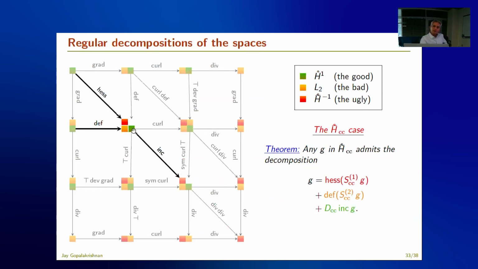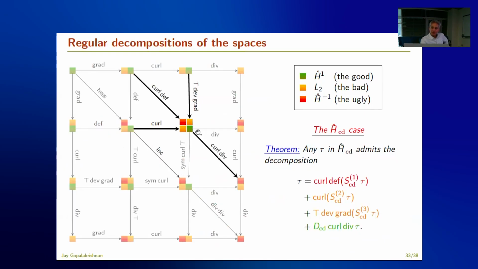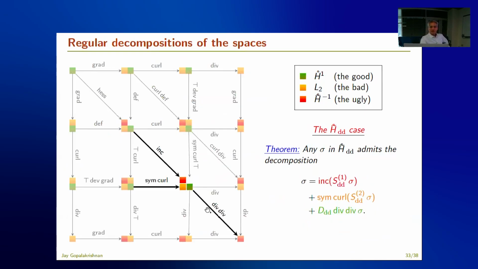That seems to be different from this because it seems to have 4 distinct components, 2 of them of the same smoothness gradation. You can decompose anything in the space in the form of a nice function and potentials coming from different areas of the diagram. And similarly, the H-div case is more similar to the HCC case. You have these 3 decompositions.